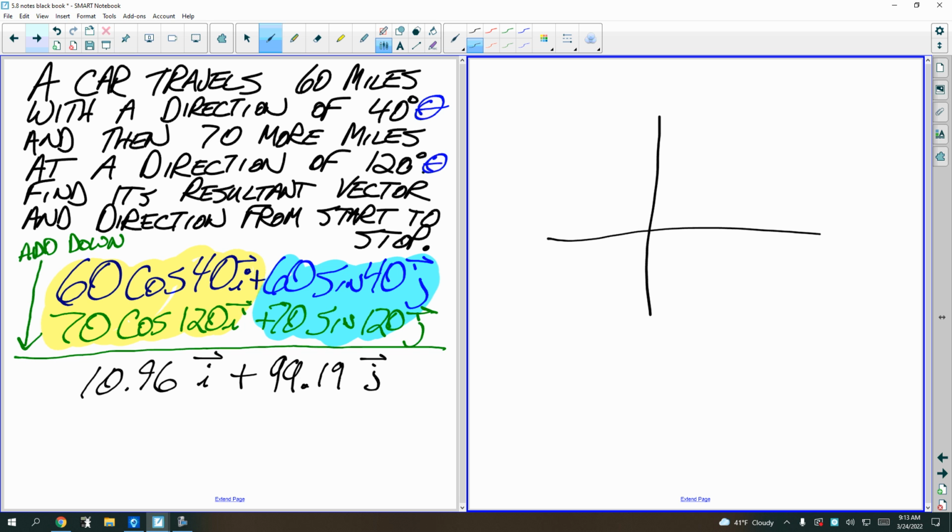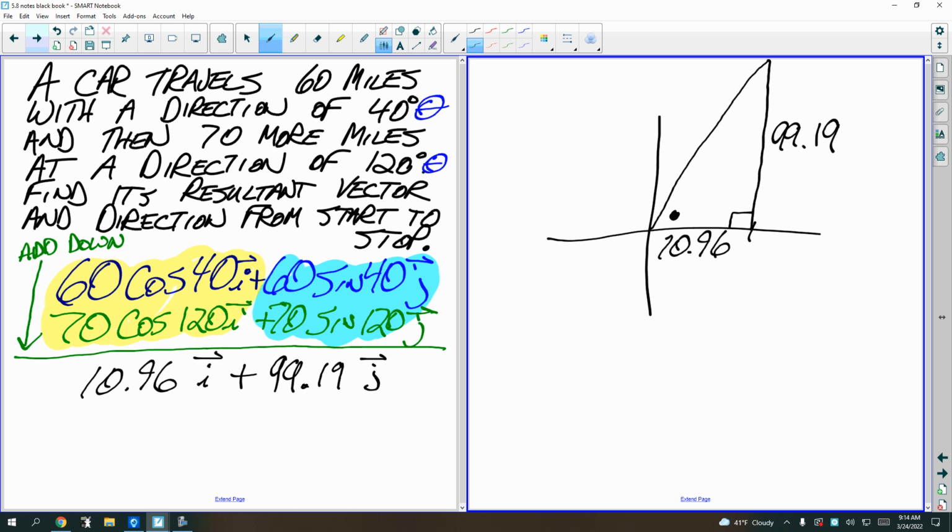This is X, 10.96. This is Y, 99.19. Let me move the 10.96 this way. This is my bow tie angle. Somebody even said bow tie angle yesterday. And there's a right triangle. You guys are always going to be able to draw a right triangle with those two vector resolutions.